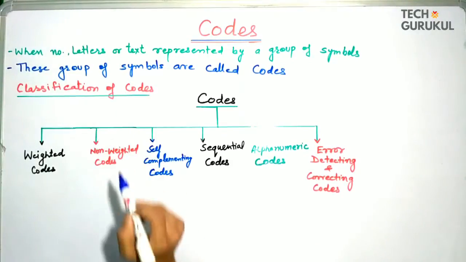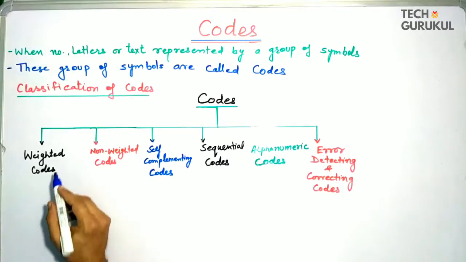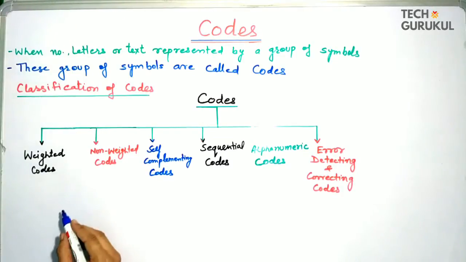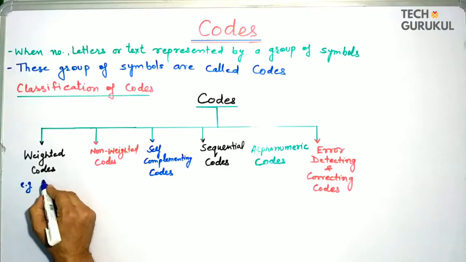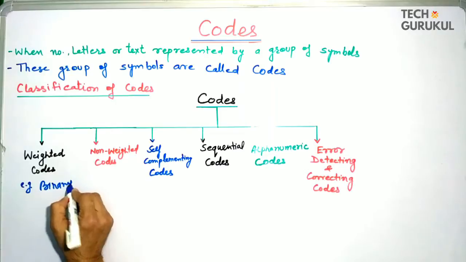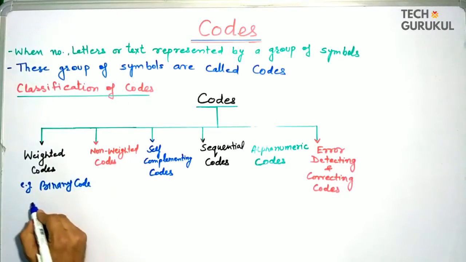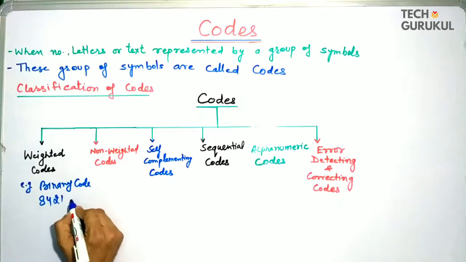Here is the classification of codes. There are many types of codes we'll study in this chapter. First is weighted codes. Weighted codes, for example, binary codes. Another is 8421 code.